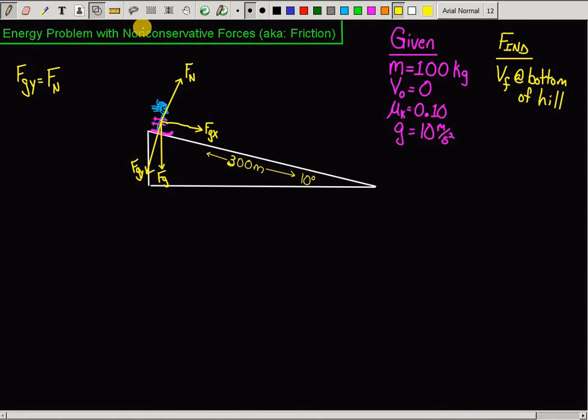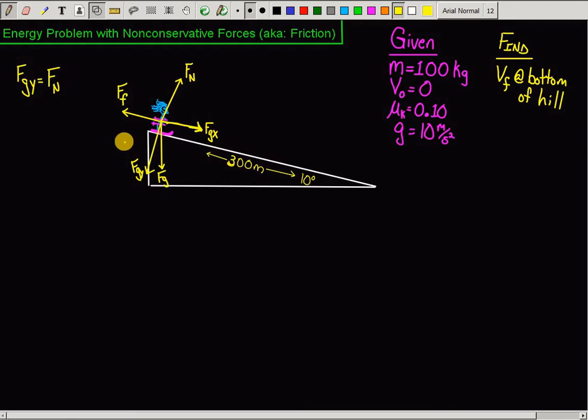All right. Also, we happen to have friction, right? So we know that friction is going to act along this entire length of this ramp, but it opposes the motion. So we know friction is going to act in this direction, opposing the motion.